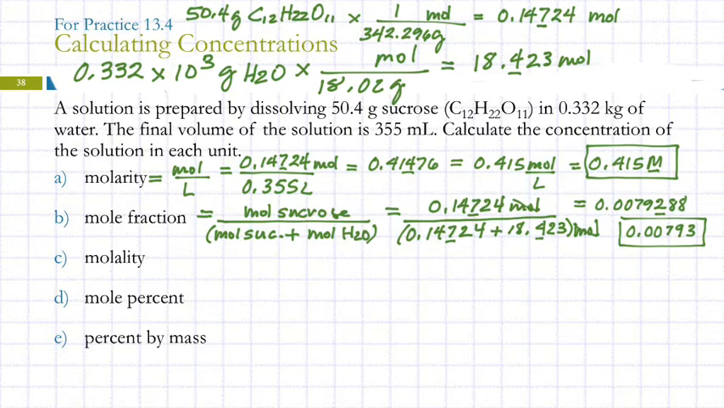What are the units of molality? Moles of solute, so here sucrose, per kilogram of solvent, which is the water. Well, we have those values. We calculated the moles, 0.14724 moles, and we were given the mass of water in kilograms.